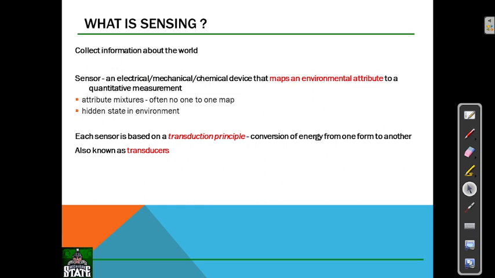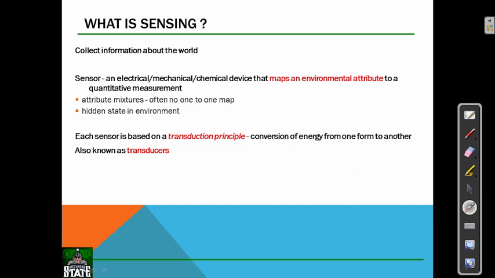What is sensing? Collecting information about the world, which is a common thing here. The sensor is nothing but an electrical, mechanical or chemical device that maps an environment attribute to a quantitative measurement. This quantitative measurement will have attribute mixtures, often no one-to-one map, and hidden state in that environment.